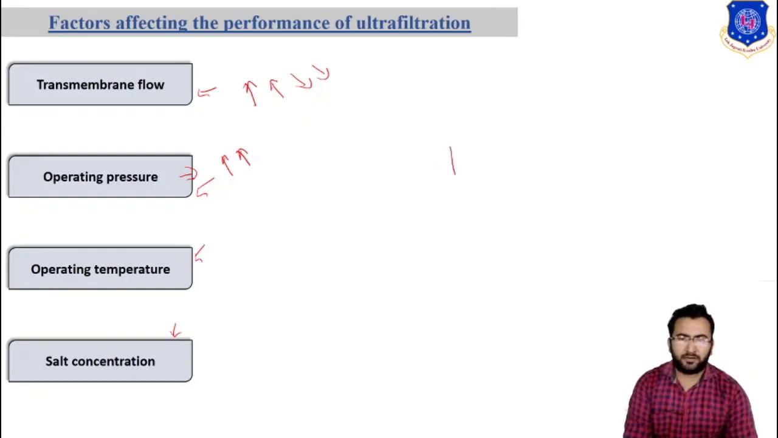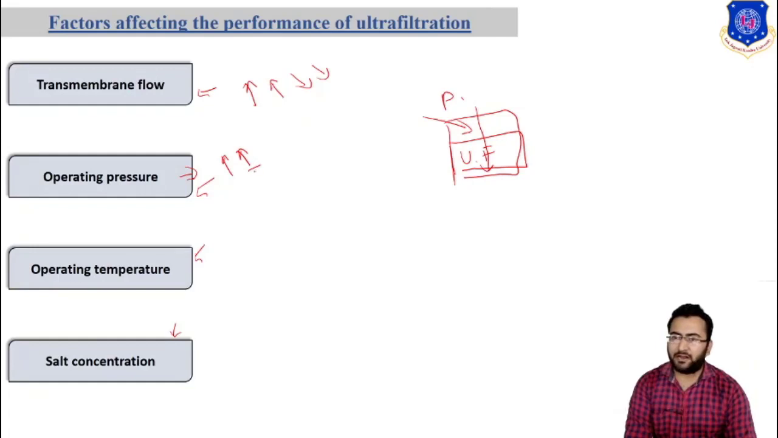So let's suppose there is one ultrafiltration membrane. If we apply higher pressure to the feed material, it will pass faster through the membrane. So it will get a higher flux compared to lower pressure.